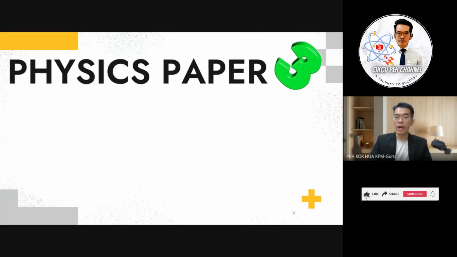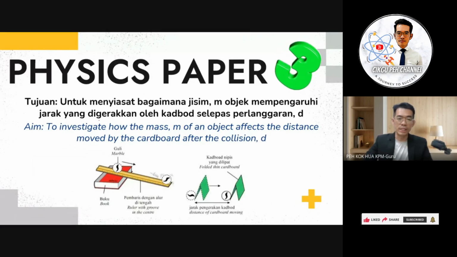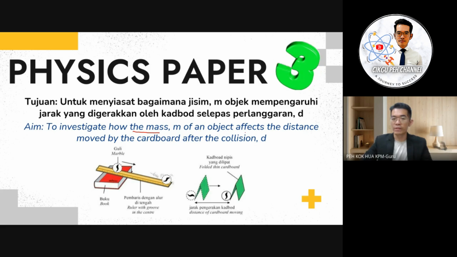In today's video, I'm going to discuss with you an example question of Physics Paper 3. So the aim of the experiment for today's discussion will be to investigate how the mass of an object affects the distance moved by the cardboard after the collision. So the aim of the experiment today is related to the syllabus of Form 4, Chapter 2, 2.5, Momentum. So without further ado, let us go through the question today.